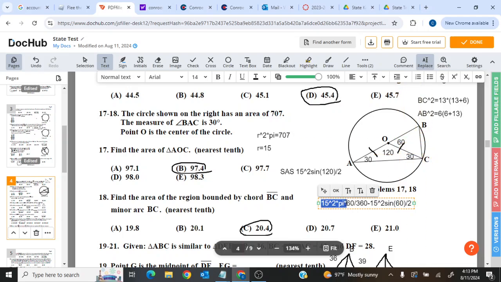So radius squared times pi times 60 degrees over the entire 360 degrees in your circle, subtracted by the triangle area. So 15 squared times sine of 60 over 2. And you'll get an area of 20.4.